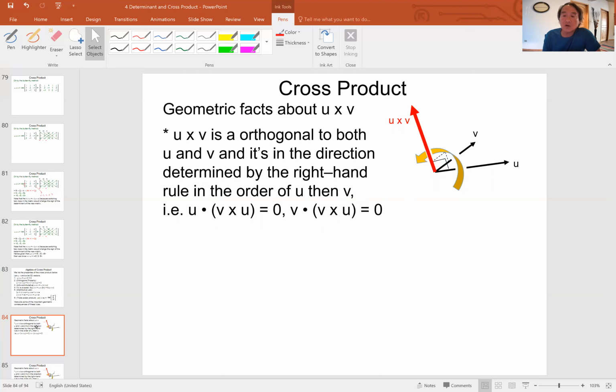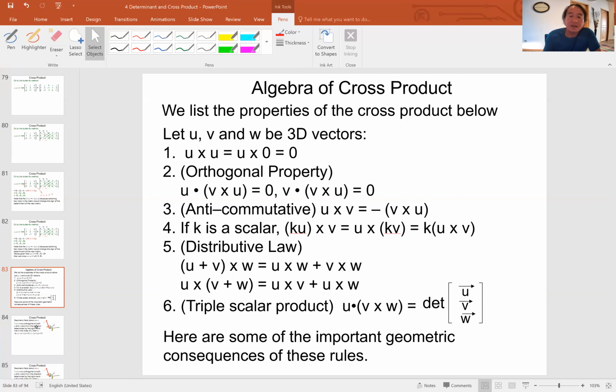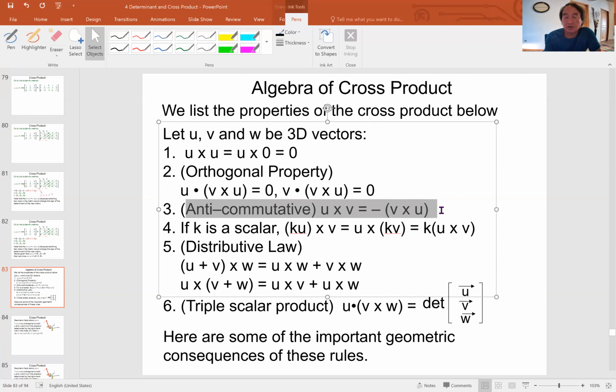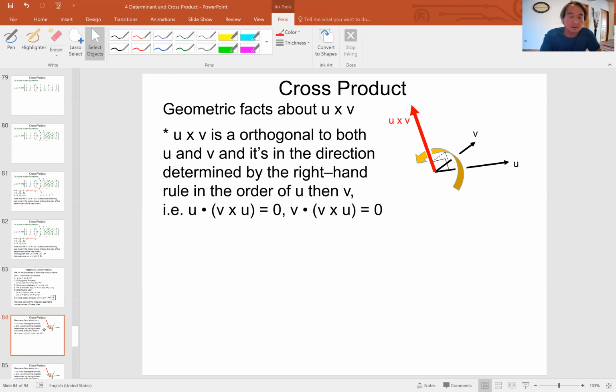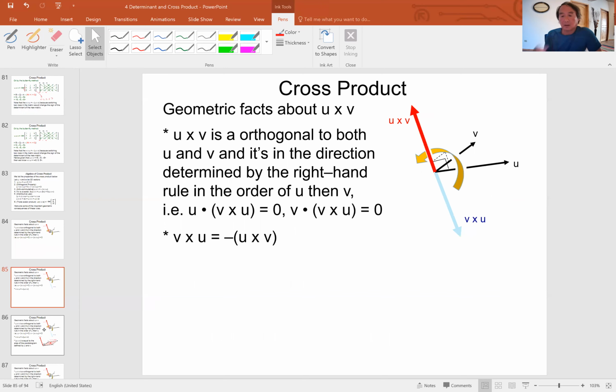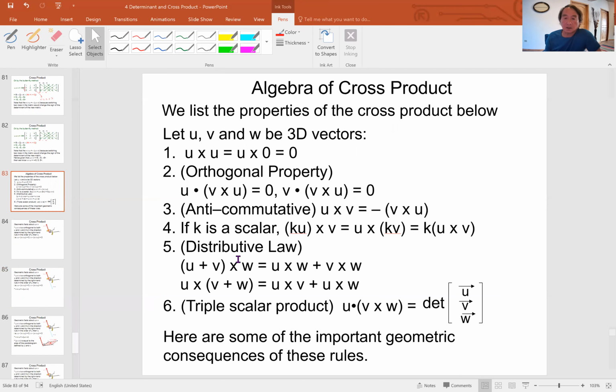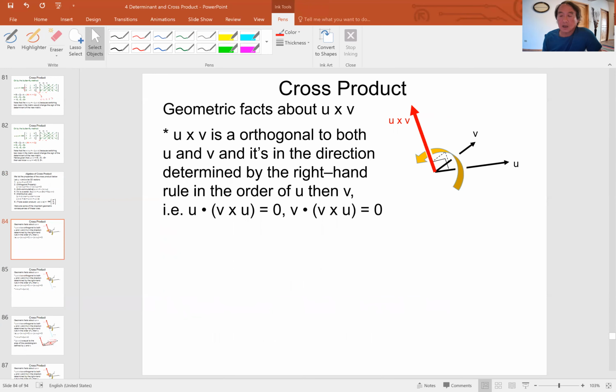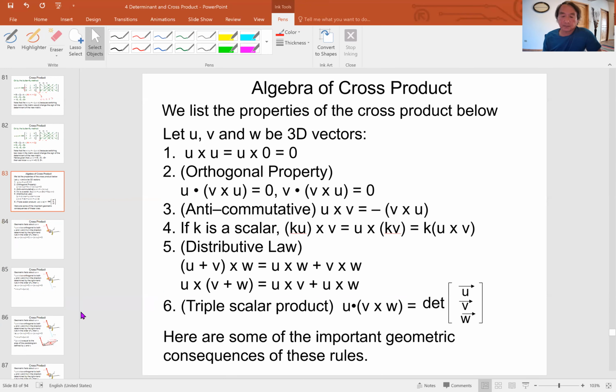In particular, since u is perpendicular to u cross v, their dot product is 0, and similarly for v. It's also anti-commutative: if I switch the order, I get the opposite vector. So v cross u points in the other direction. Scalar multiplication can be pulled out, and the cross product distributes over addition. These are quite simple. Then we have the triple product formula.